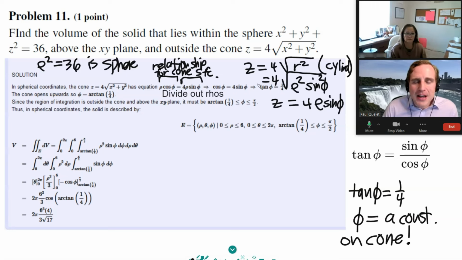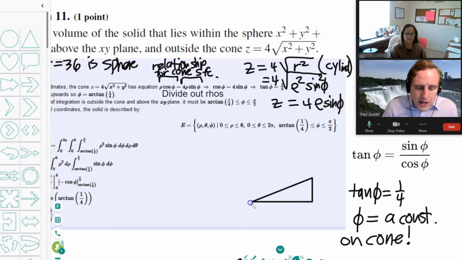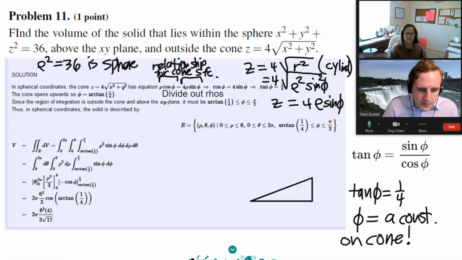So if tan phi is 1/4, you can imagine that. We know tangent is opposite over adjacent. It'd be a right triangle more or less like this. So if this is phi, then this is 1 and this is 4. Right? Because that's how we calculate tangent. So that's the basic idea. So now that we have that, we can just say phi is arctan, the inverse tan of 1/4, because that just follows from this equation.